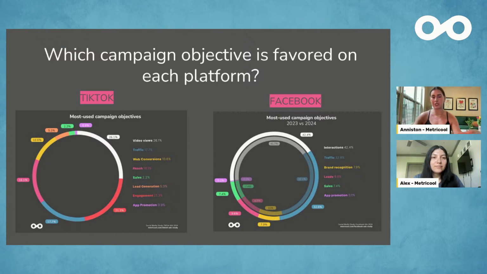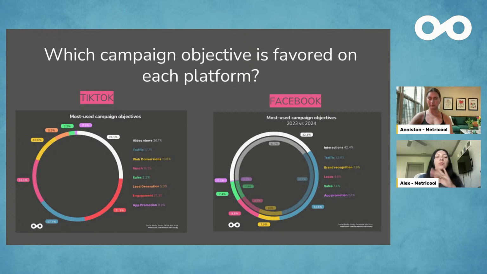Those have the largest. Both of those have the largest, but yeah, I guess whereas video views, it makes sense. Overall, I think that brands favor those more engagement, interaction campaigns, but also traffic is another important, secondary or leading objective. Yeah, I agree.